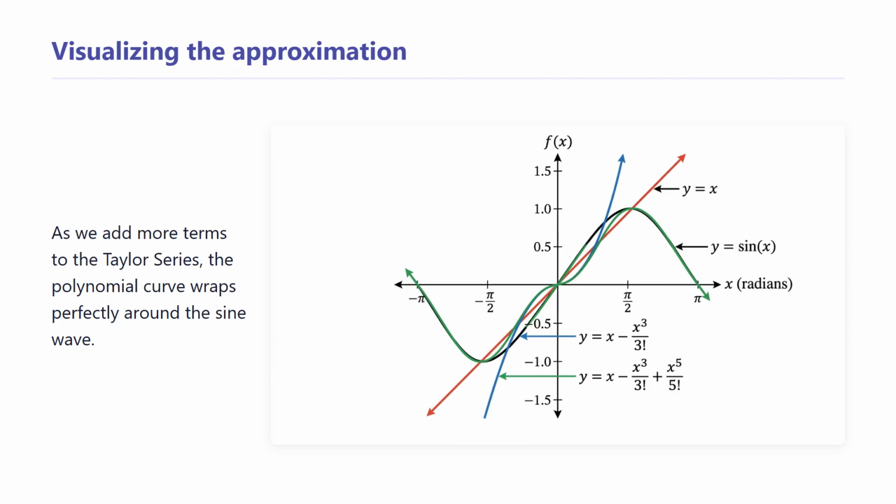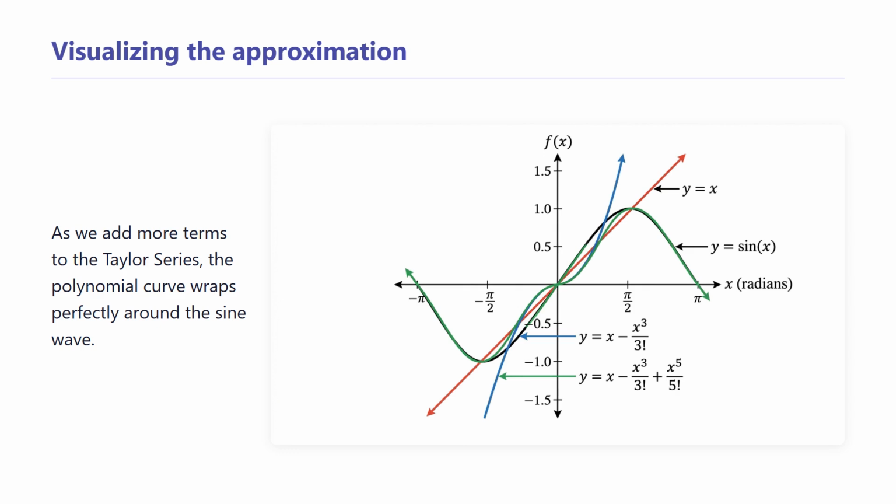Now that we have used this formula and proven its approximations, let us understand what it looks like visually. Look at this graph. The black wave is our original sine function. The straight red line passing through the origin is our first term, y equals x. Notice how it perfectly matches the sine wave right at the center, which visually proves our small angle approximation. But as we move away from the center, the red line shoots off.